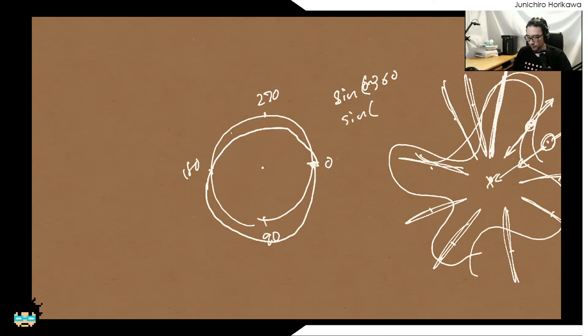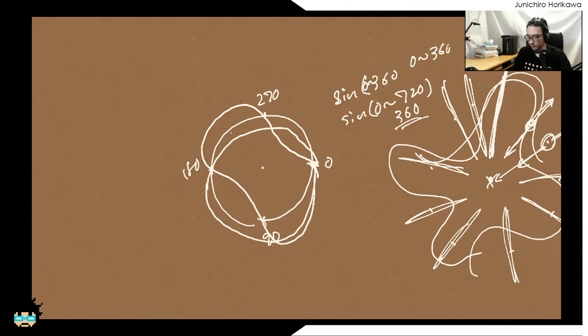If the sine wave is used in between 0 to 720, which is double the value of 360 degrees, then the number of waves will be doubled, so you will have a wave something like this. If it's multiplied by 4, from 0 to 360 by 4, then you'll have more waves like this. So what you just need to do is to multiply this value by an integer value.